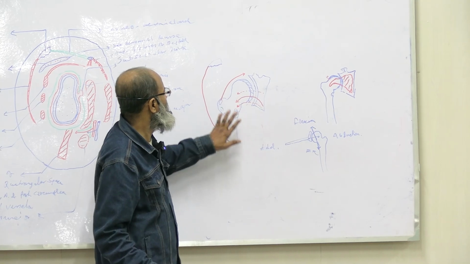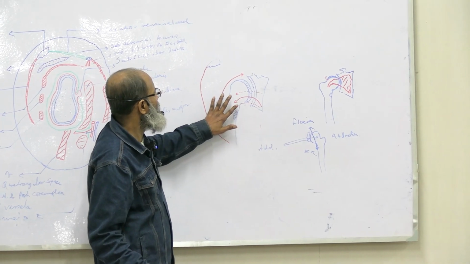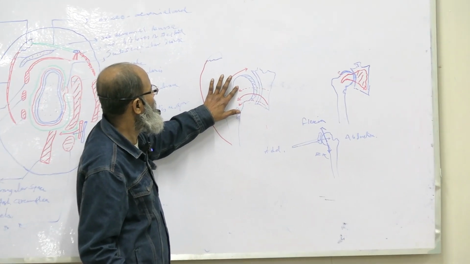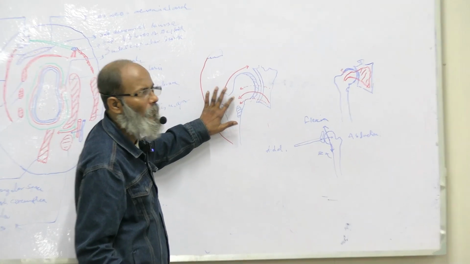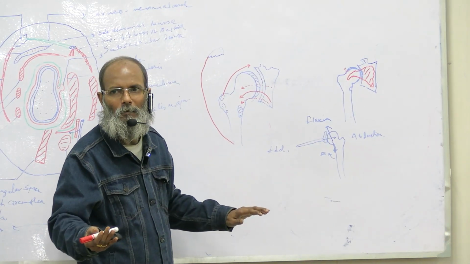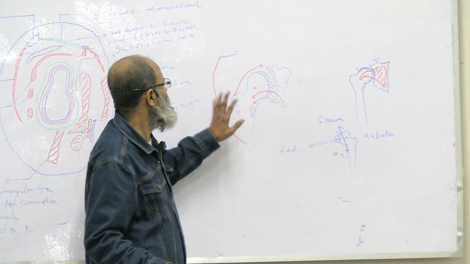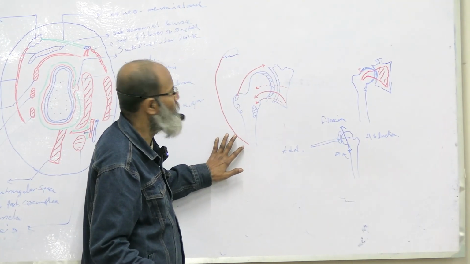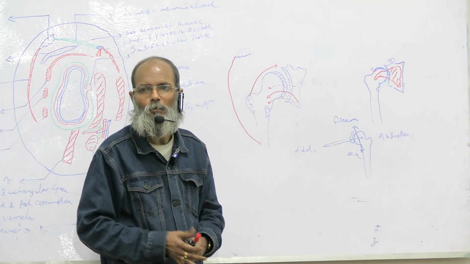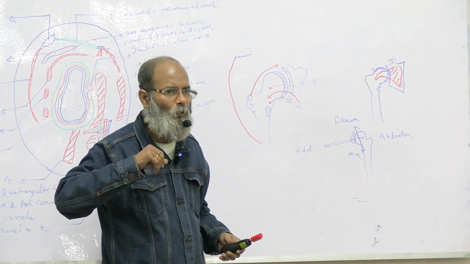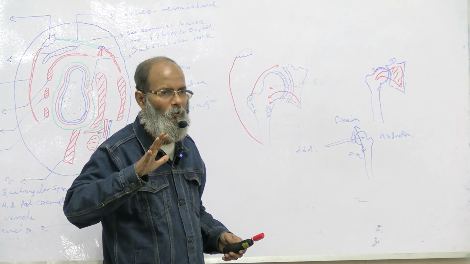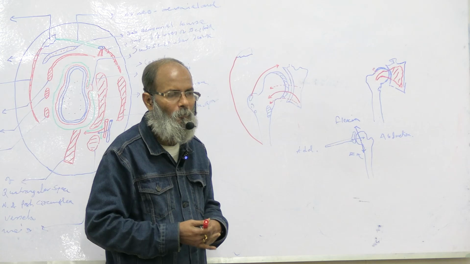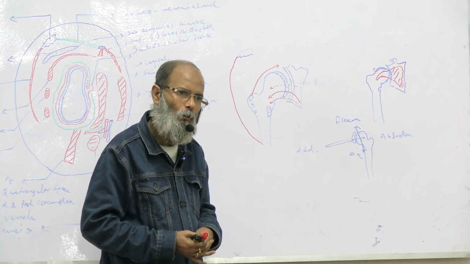These two are the infraspinatus and teres minor in the back plane. These 3 muscles together with the supraspinatus spool and the action of the deltoid. These 5 muscles cause abduction of the shoulder joint.